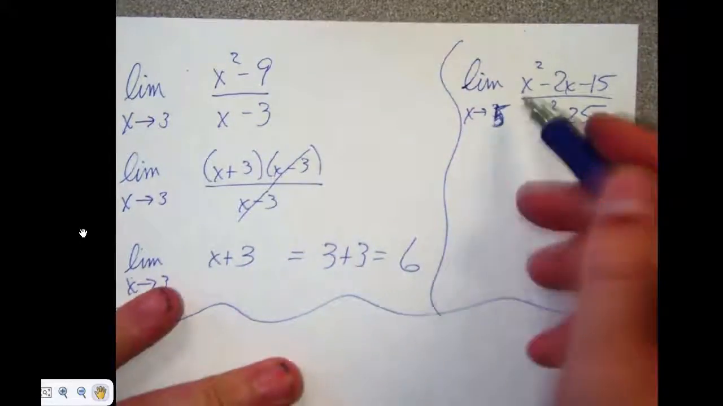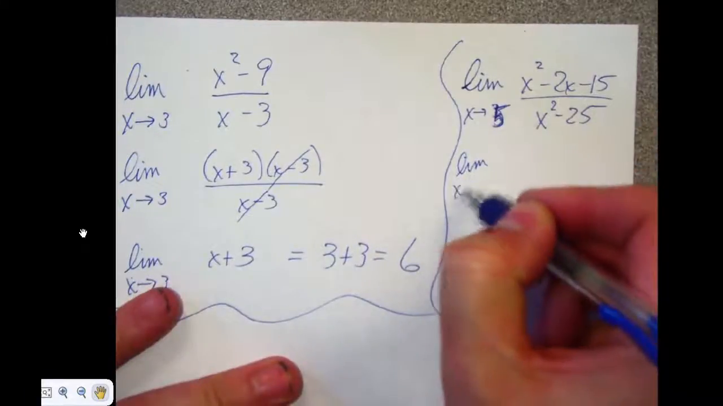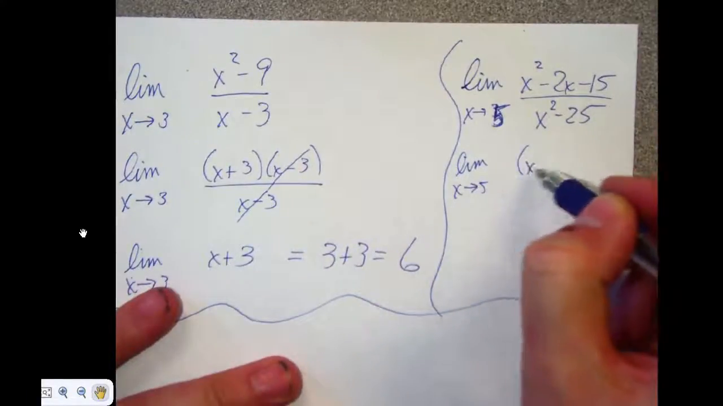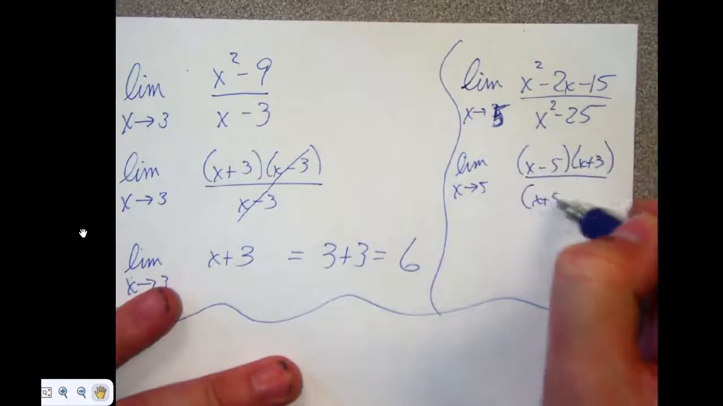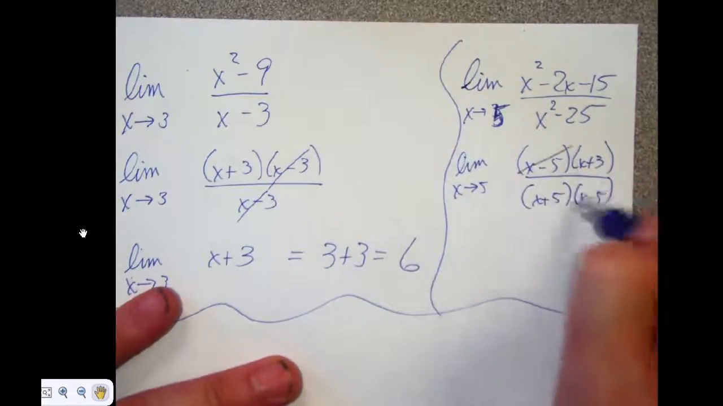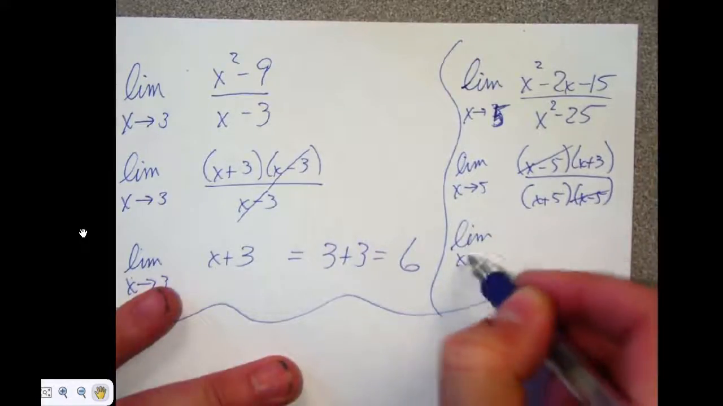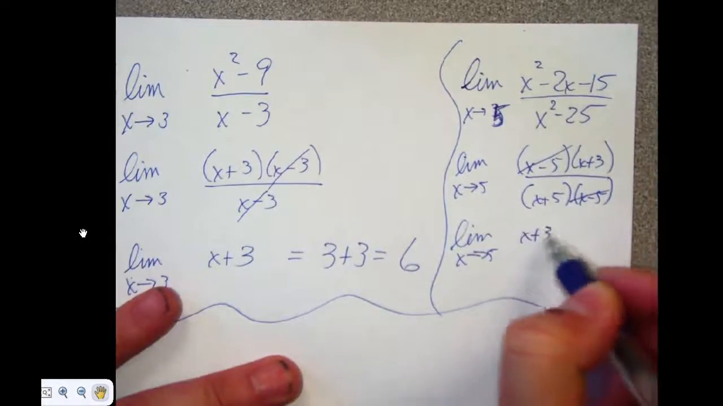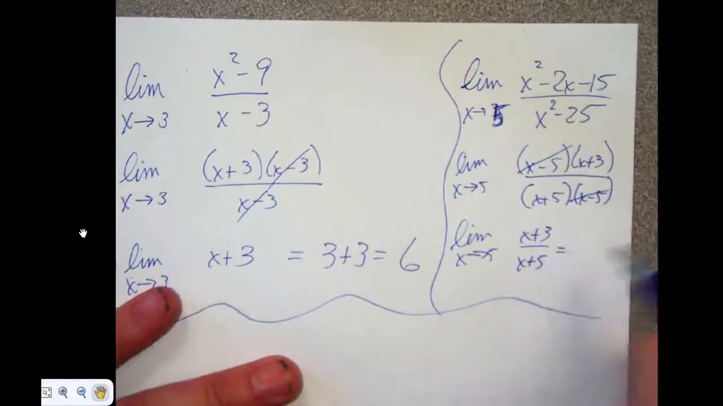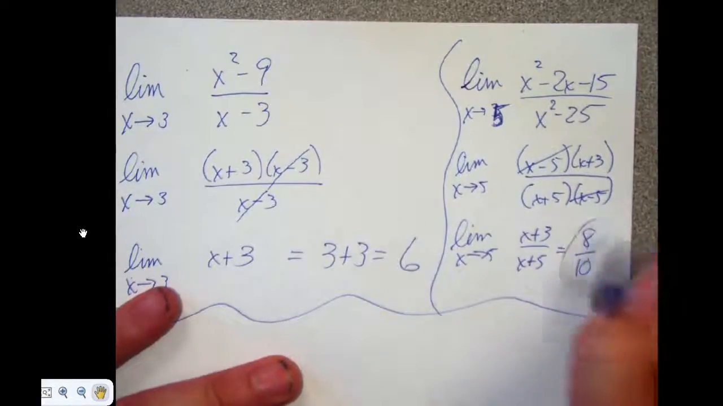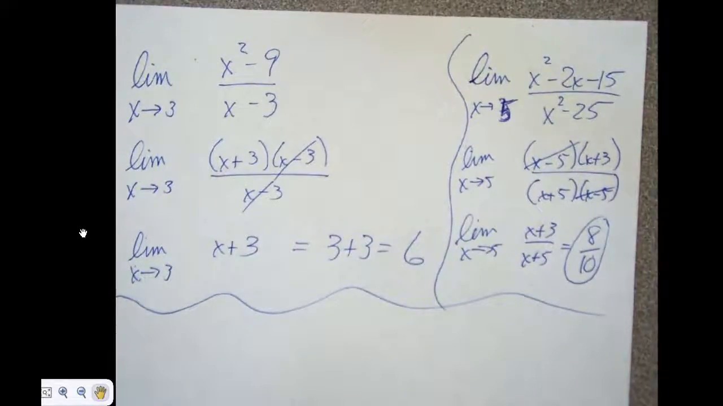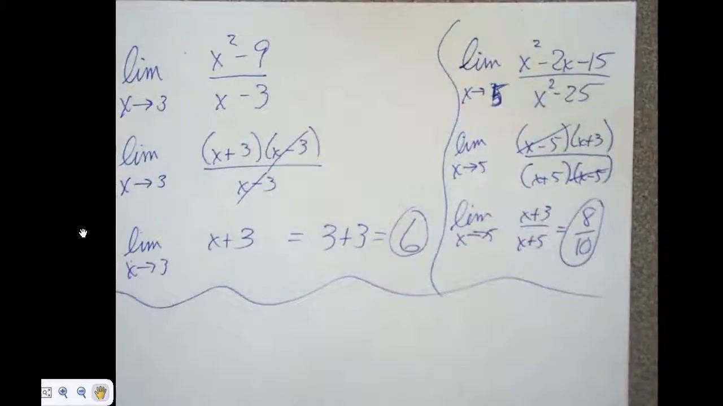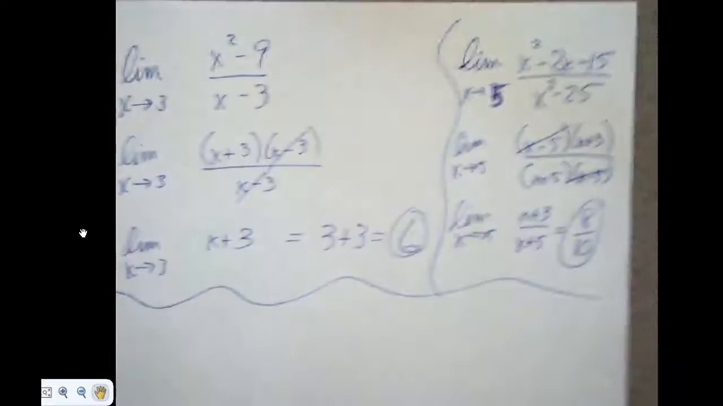Okay, this one here. This would be the limit as x approaches 5 of x minus 5, x plus 3 over x plus 5, x minus 5. So then it's the limit as x approaches 5 of x plus 3 over x plus 5. And now we're plugging in a number so we can actually get rid of the limit and say, okay, there's our answer. How many out of 8 tenths there? Or 4 fifths if you reduce it. That was pretty common.